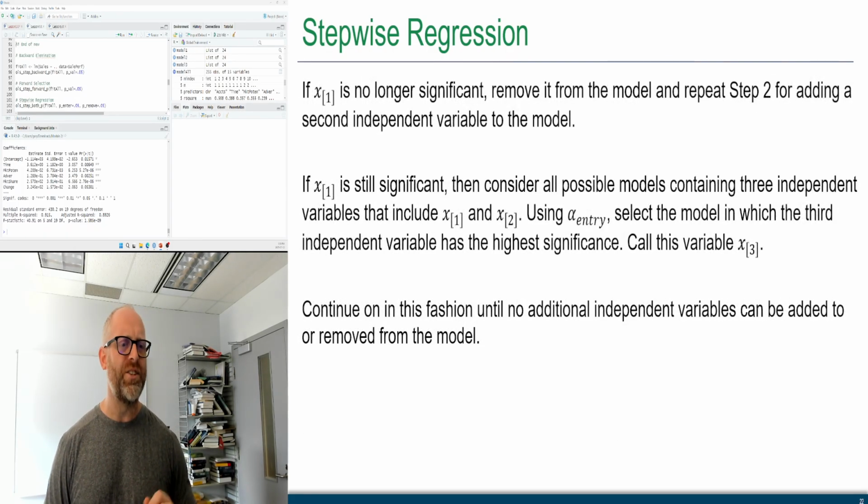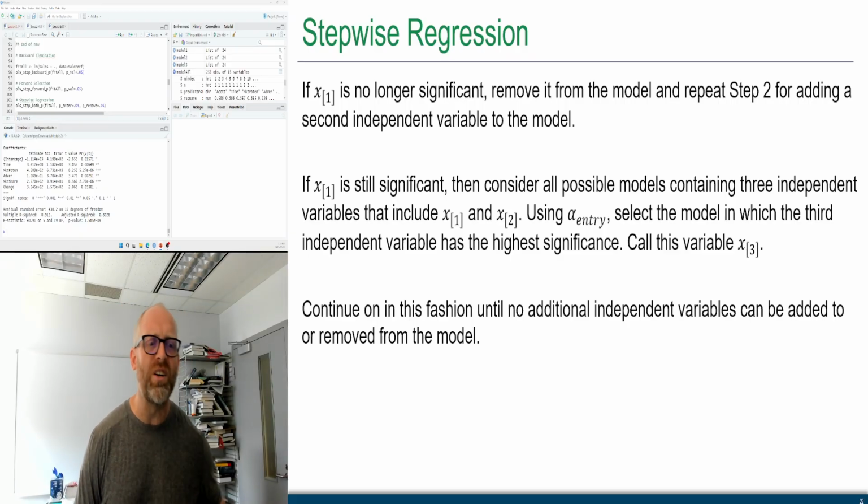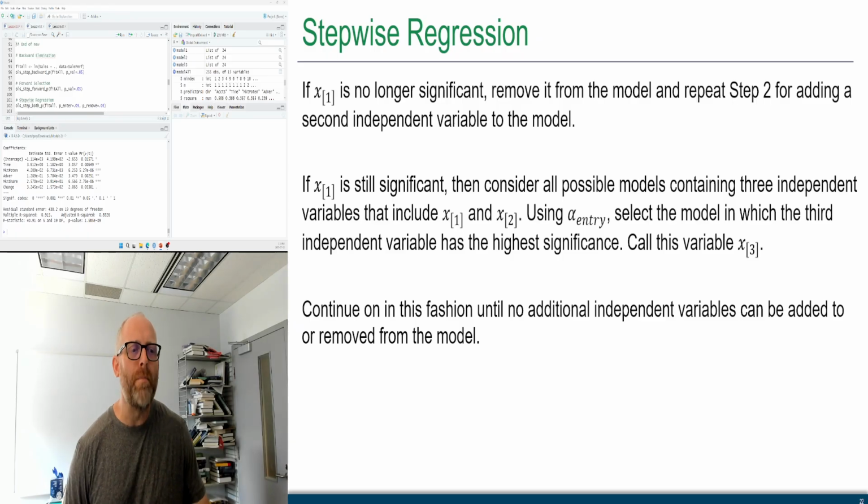So a couple of things to note. If x sub 1 is no longer significant, remove it from the model and repeat step 2. So only x sub 2 would still be in there. Then we look to add in a new predictor variable, and so on and so forth. So we repeat that process. Every time we add a new predictor variable, all of the p-values update. So we need to reassess all of those p-values. Do they all meet the criteria for alpha stay? Are all the p-values less than alpha stay? If so, awesome. If any of them have changed and become larger, then out you go.